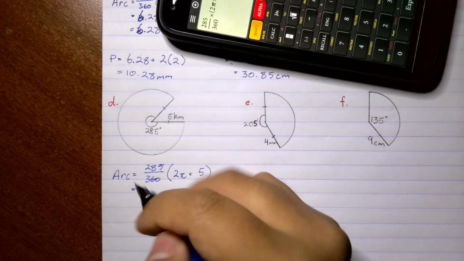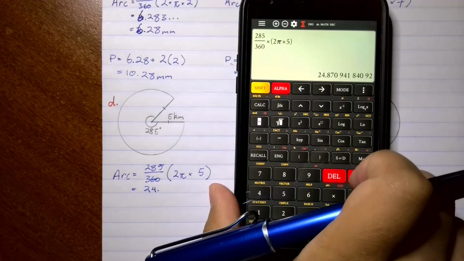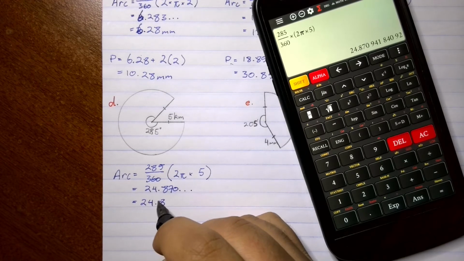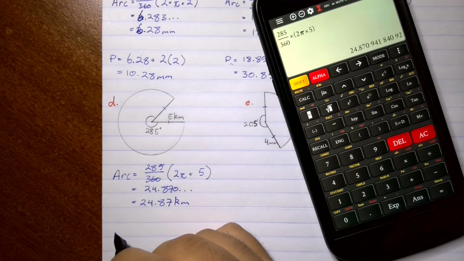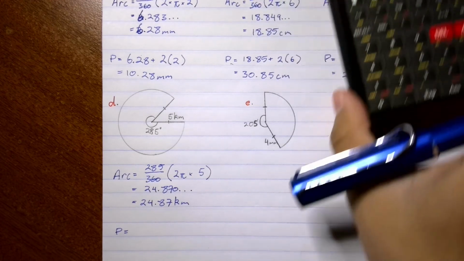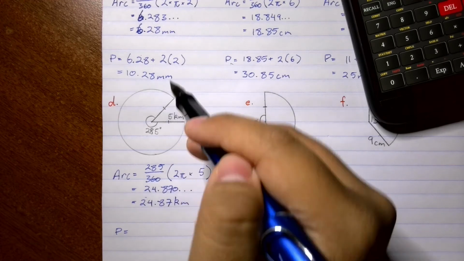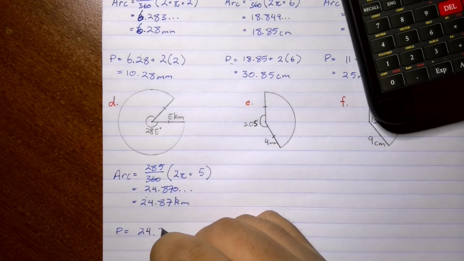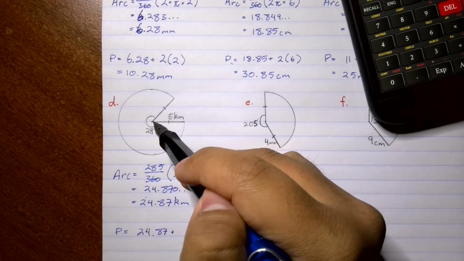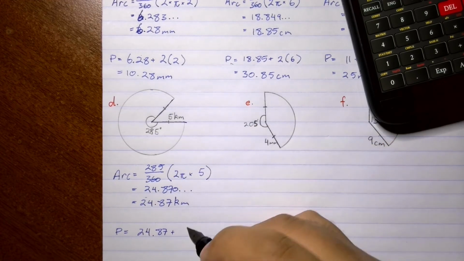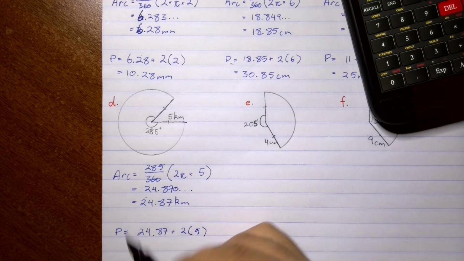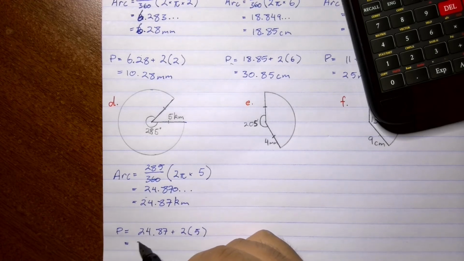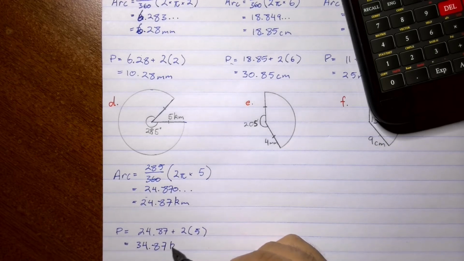24.870. Rounding this off, kilometers. Calculating now the perimeter. The perimeter is our arc length, which is this entire outside bit, 24.87. Adding these 2 bits there, which gives us 2 lots of 5. 24.87 plus 10, 2 times 5 is 10, gives us 34.87 kilometers.